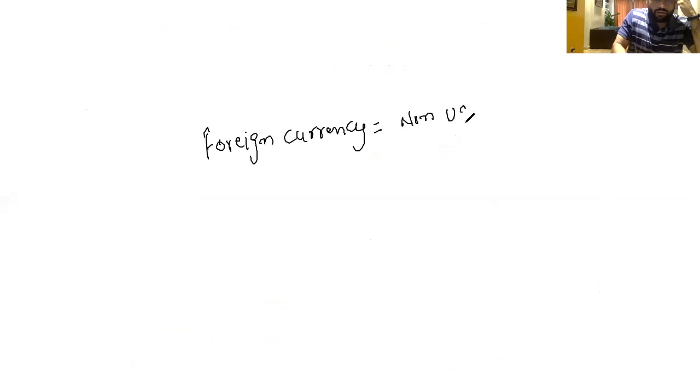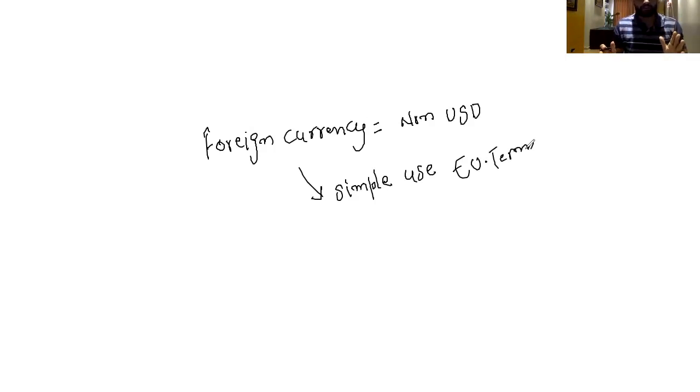Here are my suggestions. If you want to convert into a foreign currency, meaning non-US, it's simple: use European terms. You don't have to deal with reciprocal issues. If you want to buy foreign currency, you use the bid price in European terms. If you want to sell, you use the ask price.